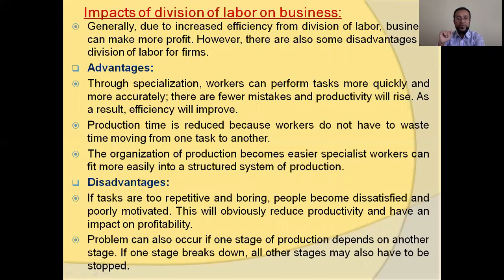Next is, problems can also occur if one stage of production depends on another stage. If one stage breaks down, all other stages may also have to be stopped. So this is the main threat to the business of division of labor.